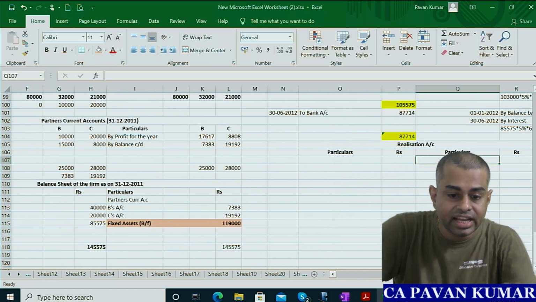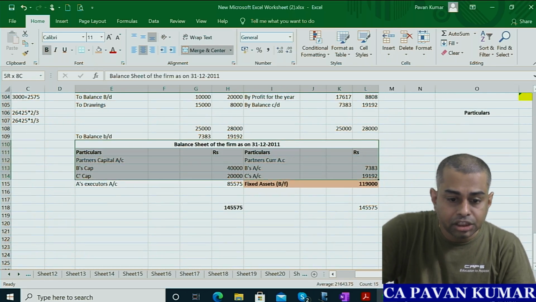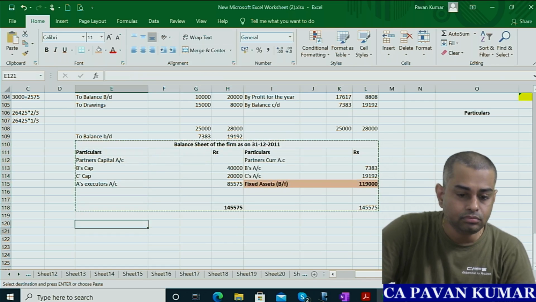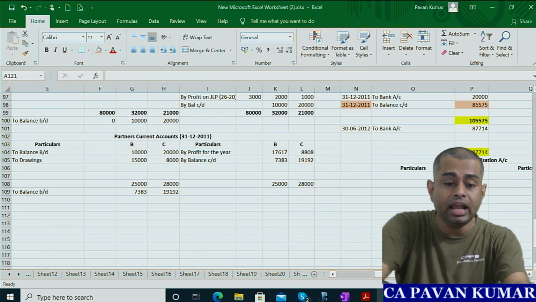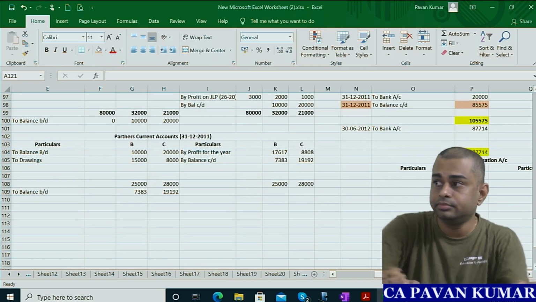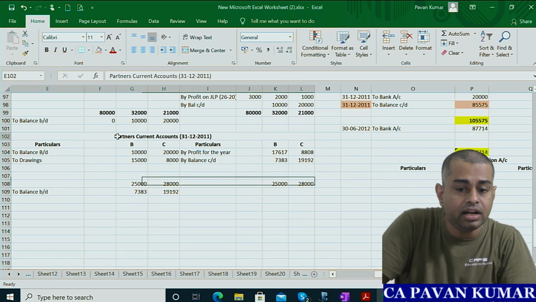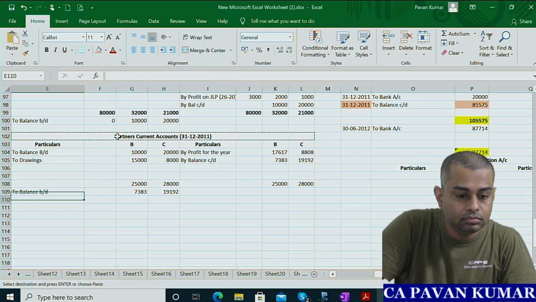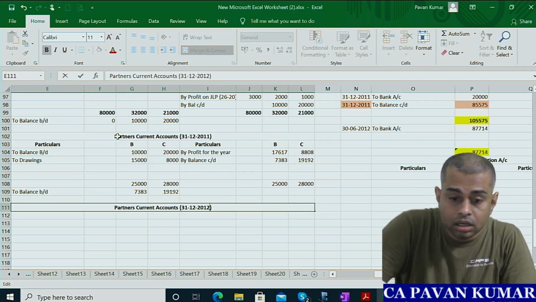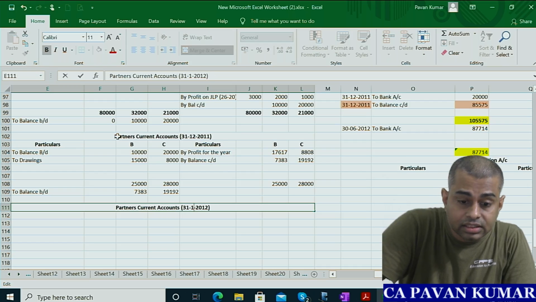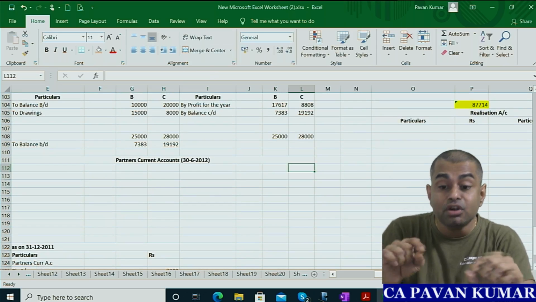For the sake of ease, this balance sheet is there, no? I'll move this balance sheet from here and copy it somewhere else. Now again I am writing the pro forma of partners' current accounts. You need not continue the same account. You can put the heading again, partners' current account, for the period ending 2012. That means this day you are selling the business.